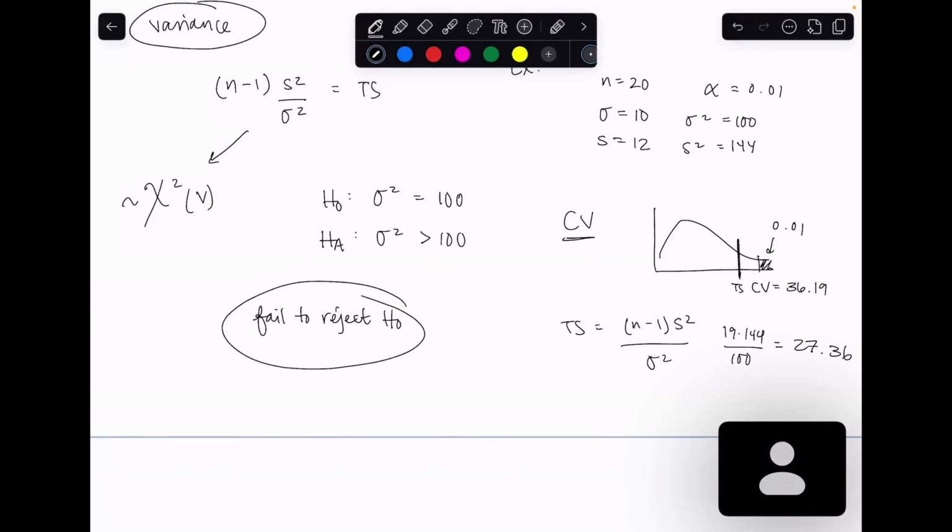So what does this mean in the context of this problem? It means that it's probably the case that we just drew a sample with a standard deviation of 12, even though the true standard deviation is probably 10. It's super likely, so we can't rule that out. If we were to reject the null, we'd say the true standard deviation of the industry is actually higher than 10, probably. We don't know for certain, right? We have that 1% of type 1 error that could be going on here. And so that is an example of a variance hypothesis test using chi-squared.